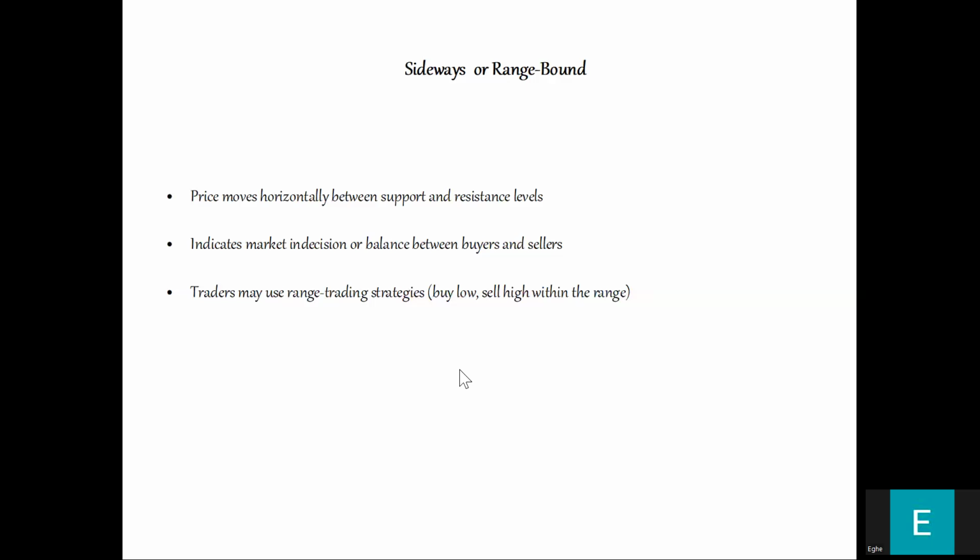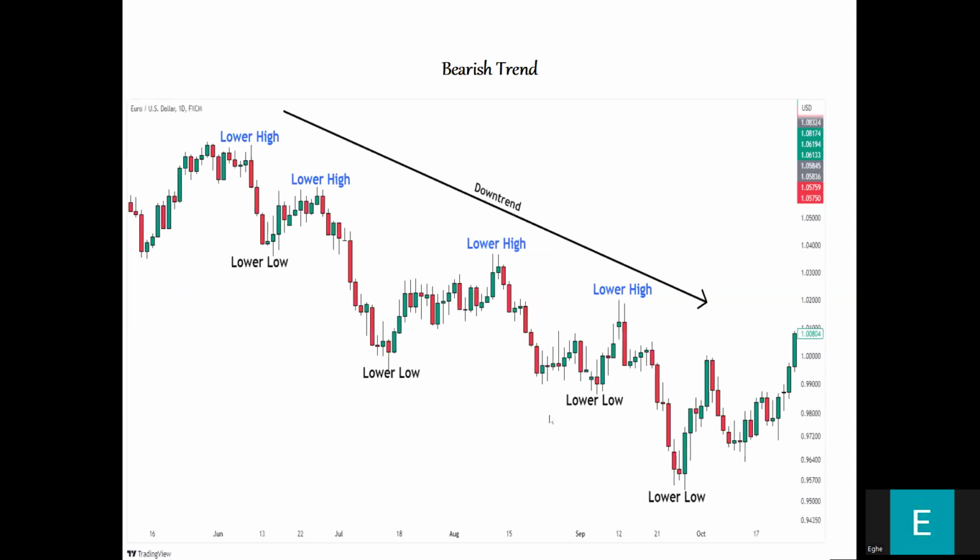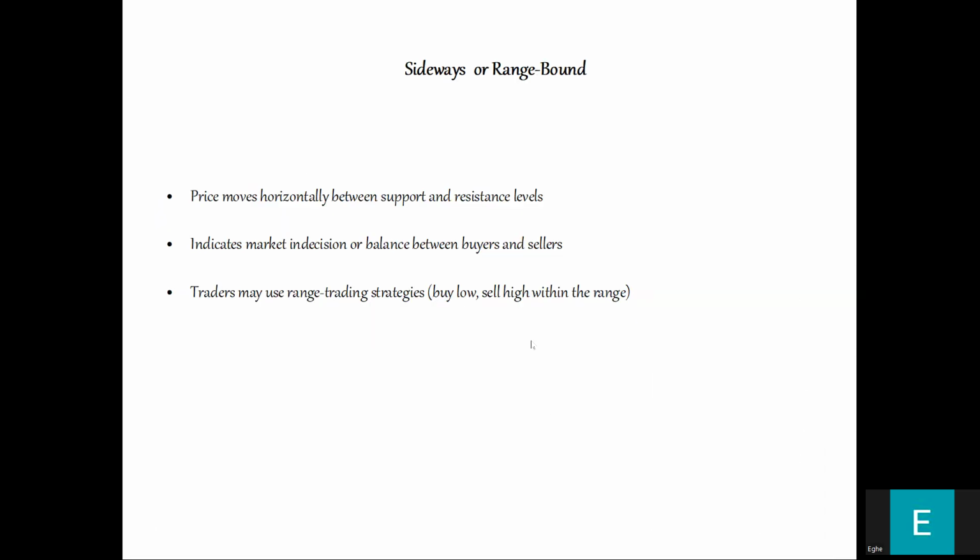So apart from that, we now have sideways or a range bound market. In a sideways or range bound market, price moves horizontally between support and resistance levels, and it indicates market indecision or balance between buyers and sellers. Traders may use range trading strategies to buy low and sell high within the range.